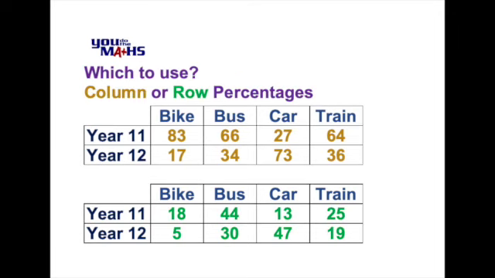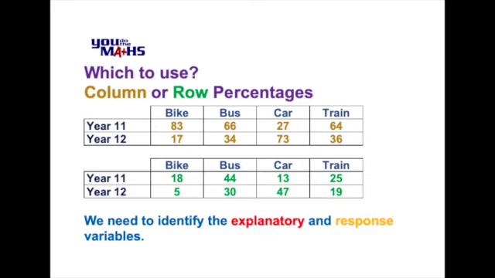But which one do we use out of the column or row percentages? Is there a trigger that tells us which one's the best way to go, and what's the reason why we actually do it in the first place? Well, what we need to do is identify out of our two variables which one's the explanatory variable and which one's the response variable. Some people often call them the independent and dependent variables.